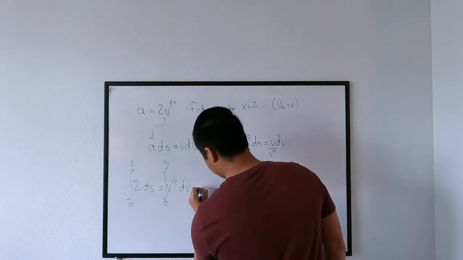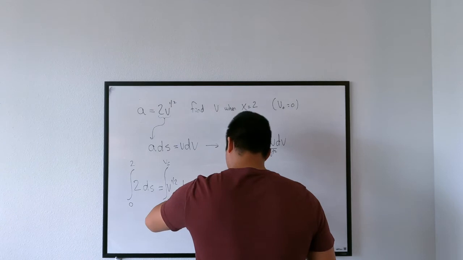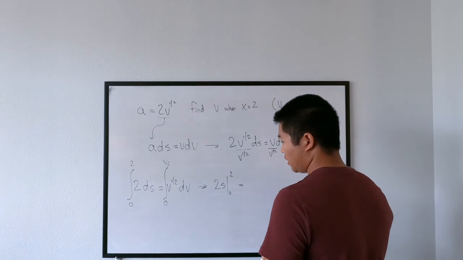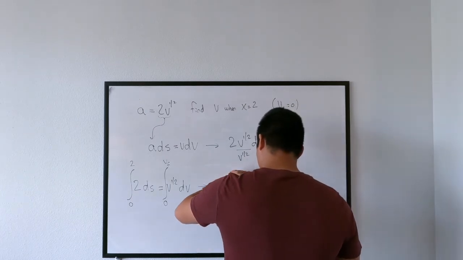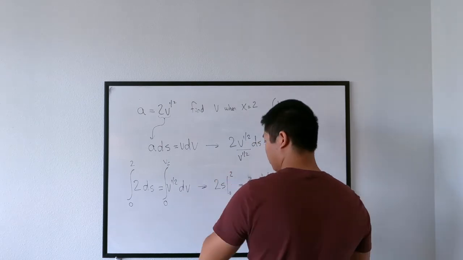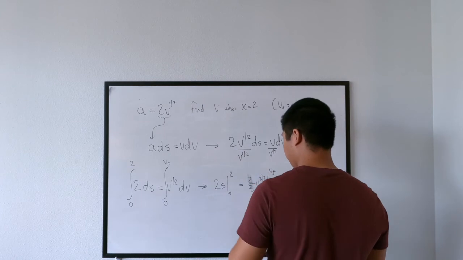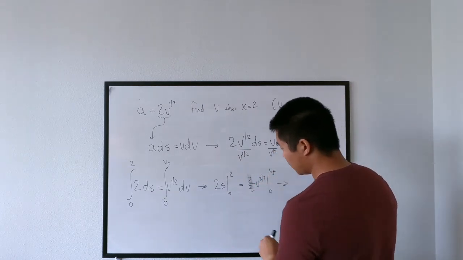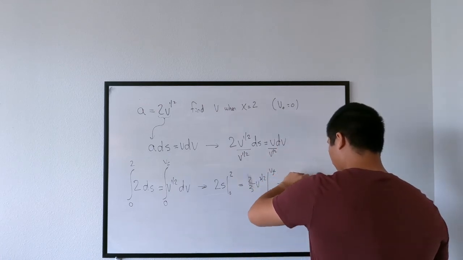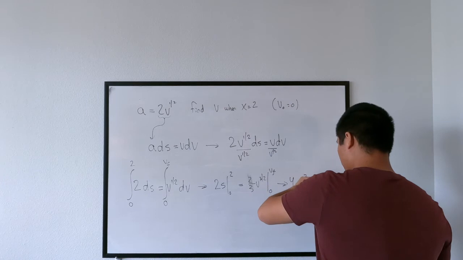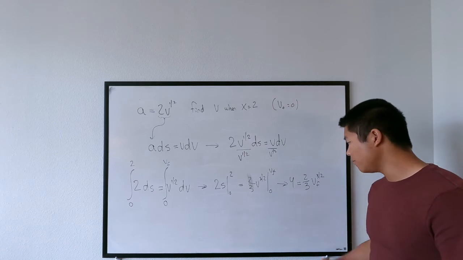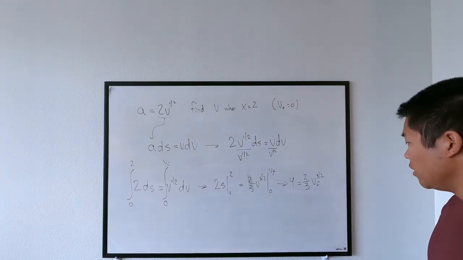We find that we get 2s integrated from 0 to 2 equals the antiderivative of v to the 1/2, which is 2/3 v to the 3/2 integrated from 0 to vf. And then this turns out to be 4. So 4 equals 2/3 times vf to the 3/2. As we expected, we have a single unknown here, which is vf.